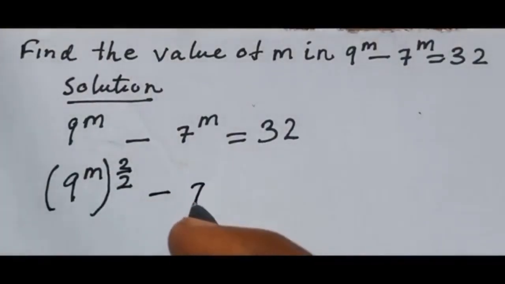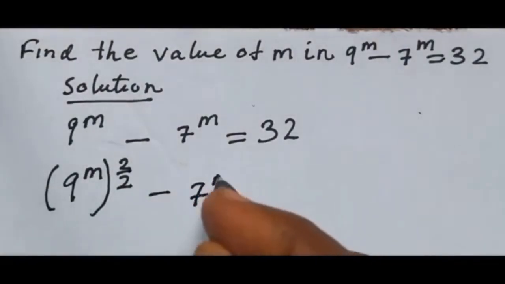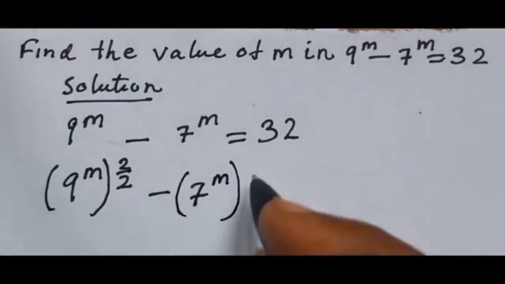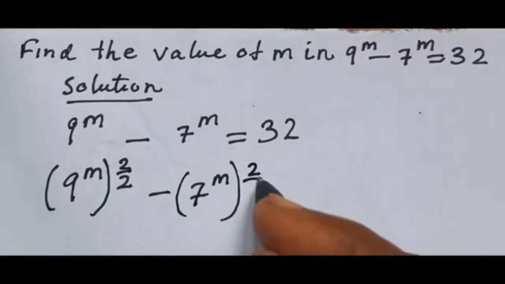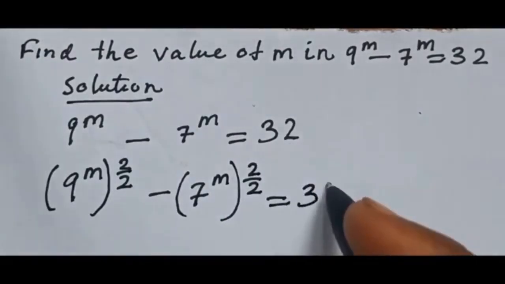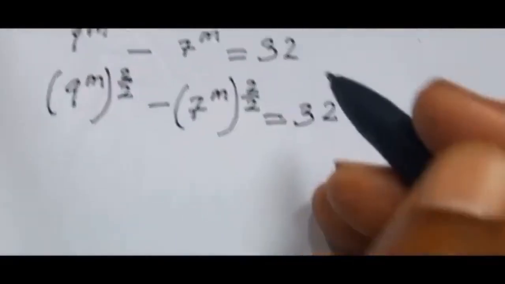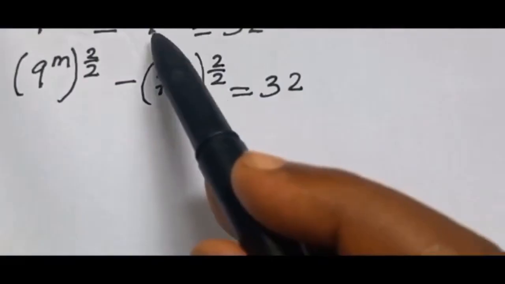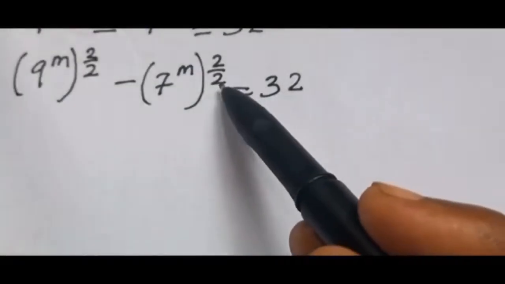Minus 7 raised to m in the bracket raised to 2 over 2 equals 32. Again here, this one is the same as this one, because 2 over 2 is 1. 1 times m, we get m.